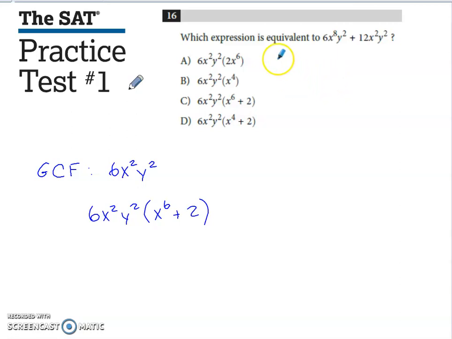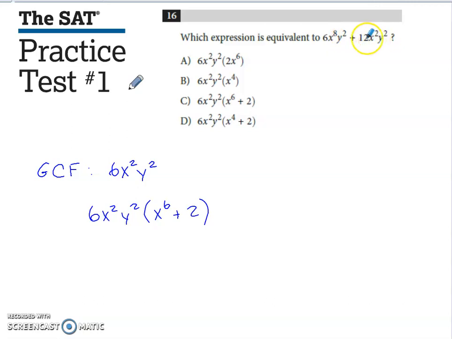So this SAT problem asks us to figure out which of the expressions shown is equivalent to this binomial. I noticed that these answer options all have this 6x squared y squared out in front of a set of parentheses. I just glanced at this and realized that the greatest common factor shared between these two terms numerically is 6.